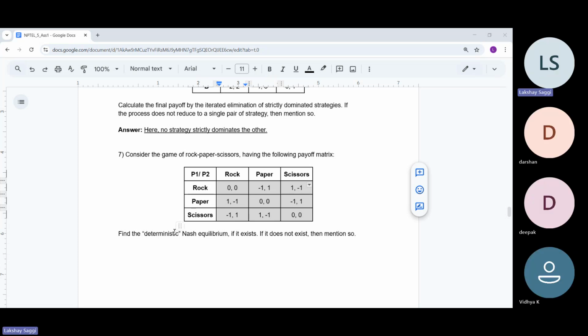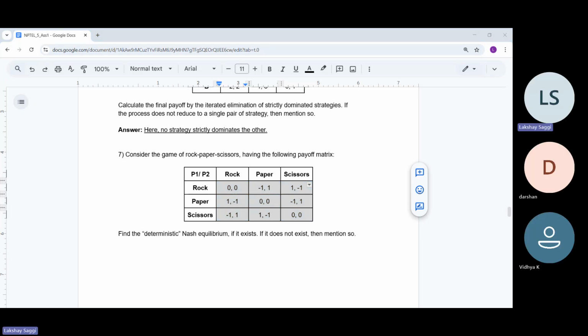So actually, if you go about this, you will see that there does not exist any Nash equilibria. And why is that the case? Maybe we can discuss some of the entries. Suppose we check this entry: is rock comma rock a Nash equilibria or not?